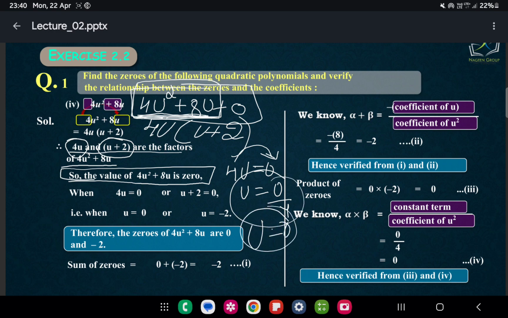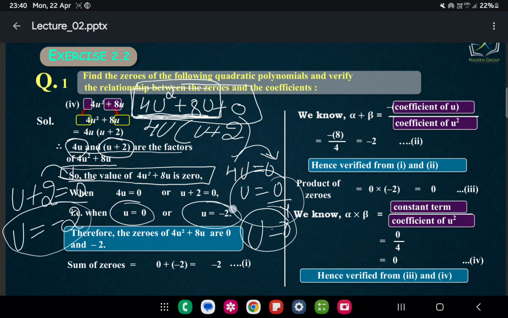Then another term, u plus 2 equals to 0. Shift the 2 to right hand side, you will get u is equal to minus 2. So we have the answer here, u is equal to 0 and u is equal to minus 2. Therefore the zeros of the polynomial are 0 and minus 2.